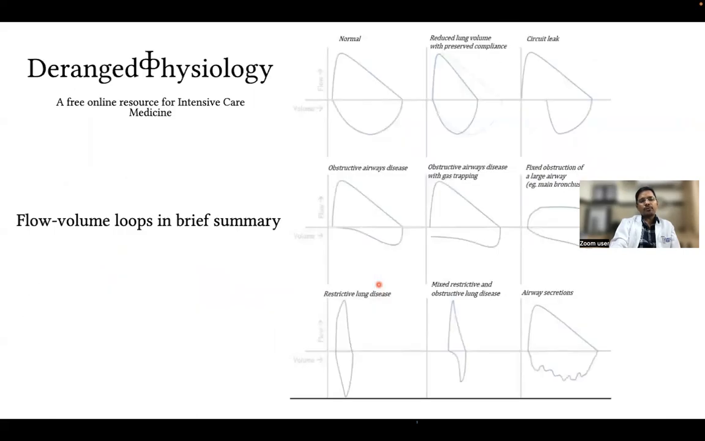Another loop is the flow volume loop. That also indicates there is a restriction of the flow or compliance is low. With restriction of the flow, air stagnation or gas trapping is happening. Also, you can see an obstructive airway disease pattern, and secretions also could be seen from the flow volume loop.